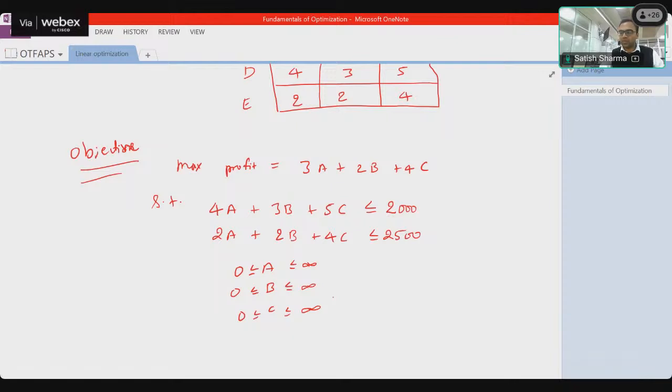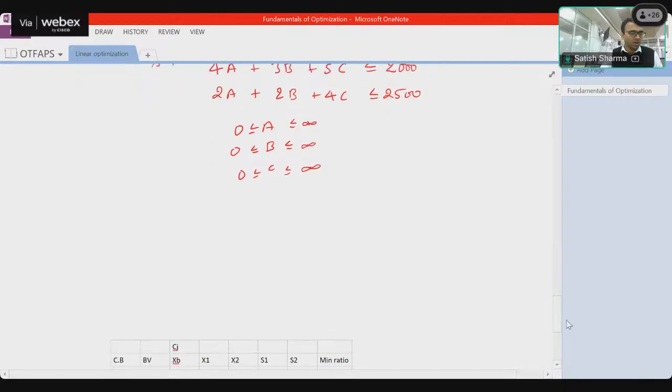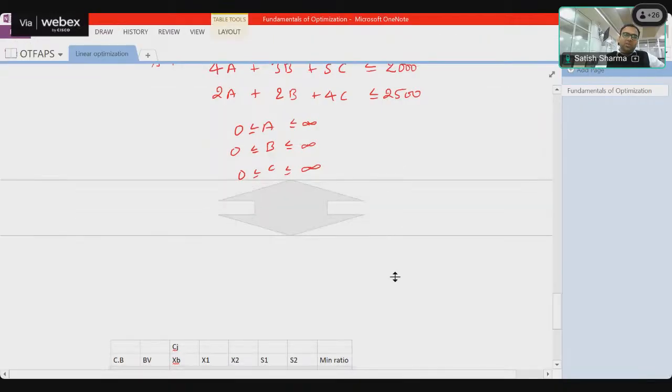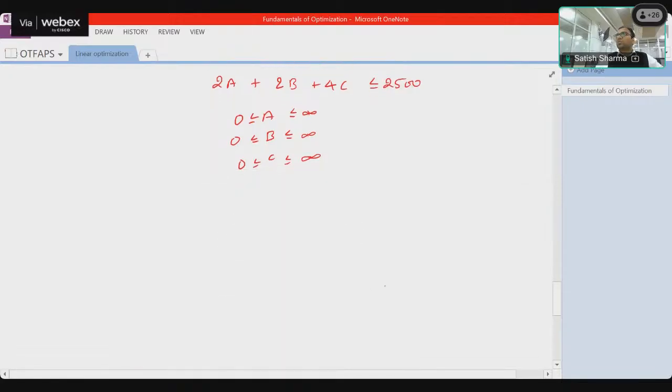So, this is how we can formulate a particular problem. Now, how can we solve it? There are two methods to solve a linear problem. If it were a nonlinear problem, we could have taken the derivative and looked at the slope. But here we cannot take the derivative. So how can we solve this particular problem?